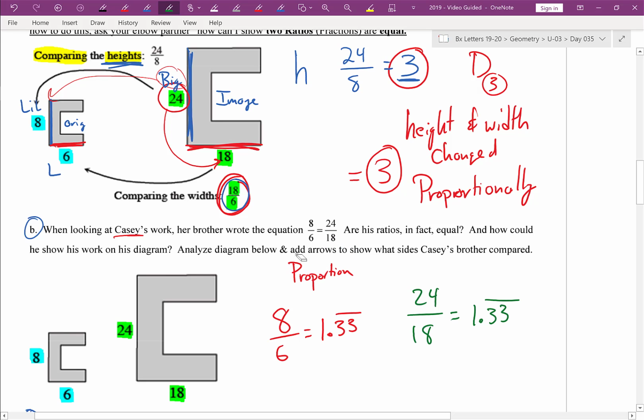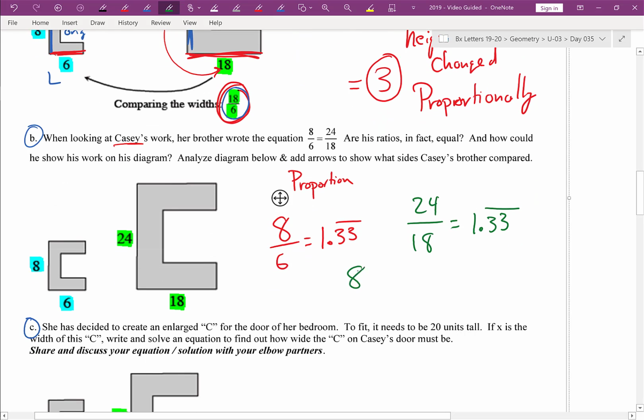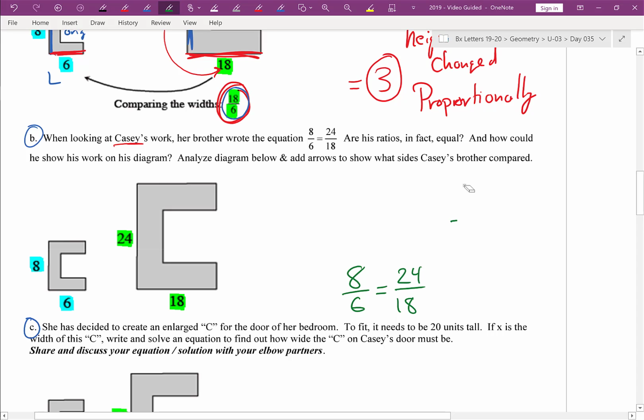Another way you could check that they're equal is cross multiply, or what I'm going to call crisscross multiplying or butterfly multiplying, whatever you want to call it. I'll clear up this page and bring this to the top. Whenever you have this kind of setup that is a fraction equal to a fraction, you're allowed to do this crisscross multiplying.